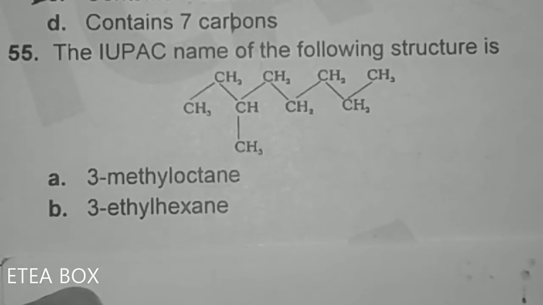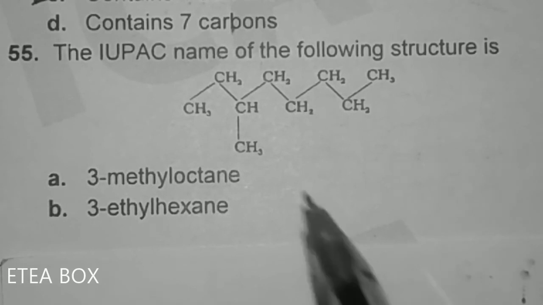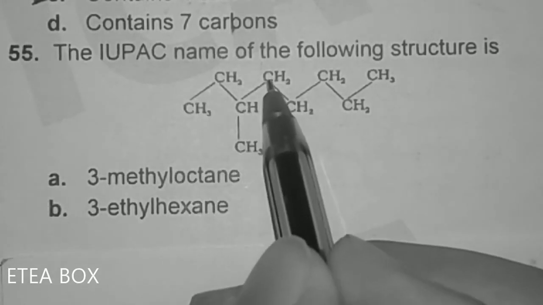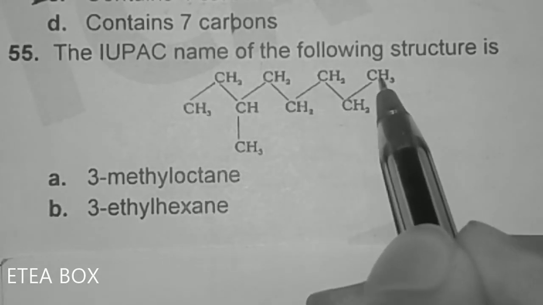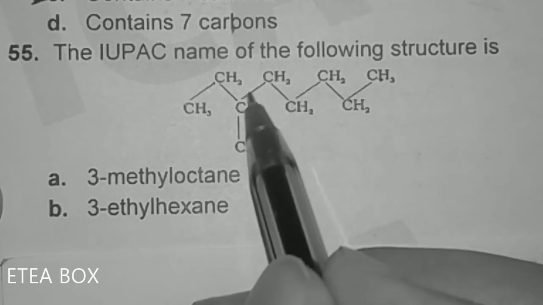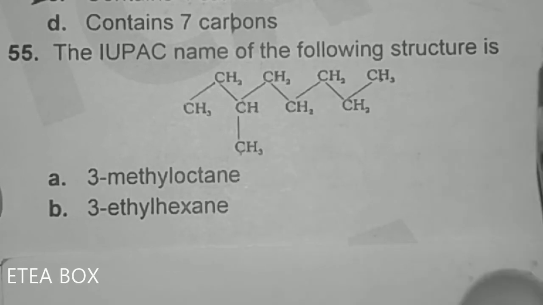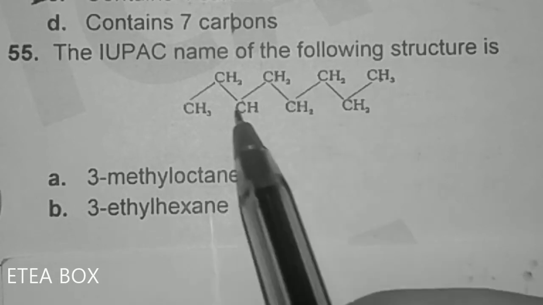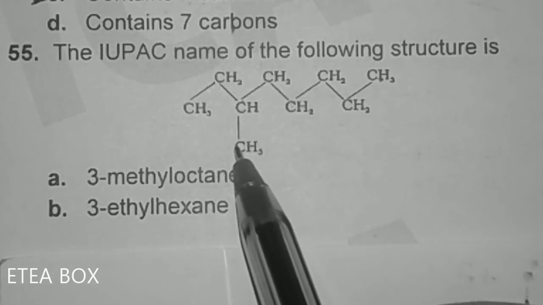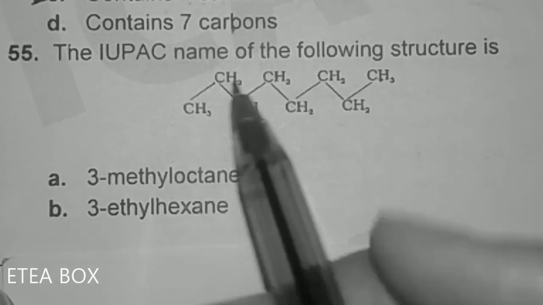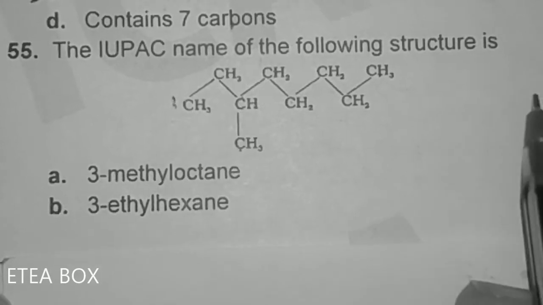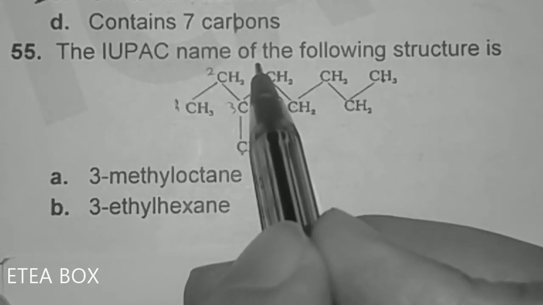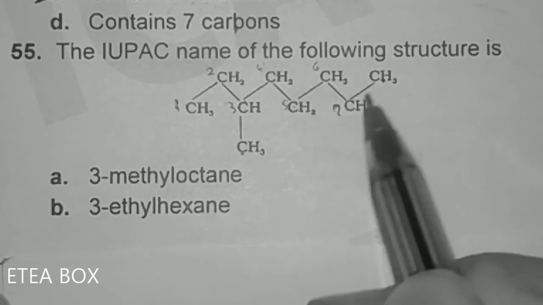Now let's count the carbon chain. 1 2 3 4 5 6 7 8, or 1 2 3 4 5 6 7. So you have to select this one, and start the numbering where the branch is present. The branch is near, so you have to start here from 1, and 2 3 4 5 6 7 8.